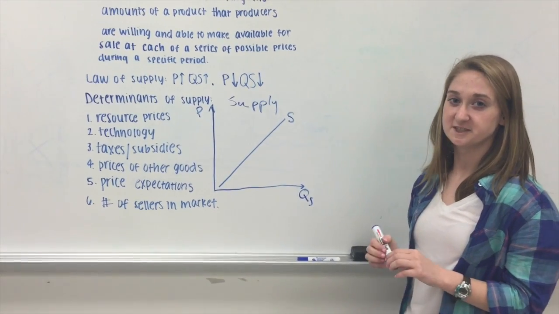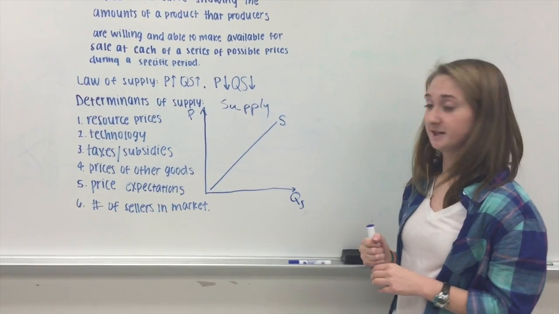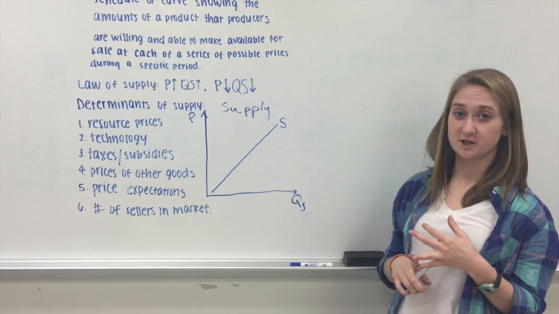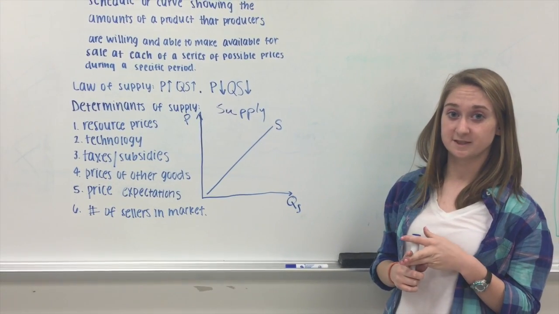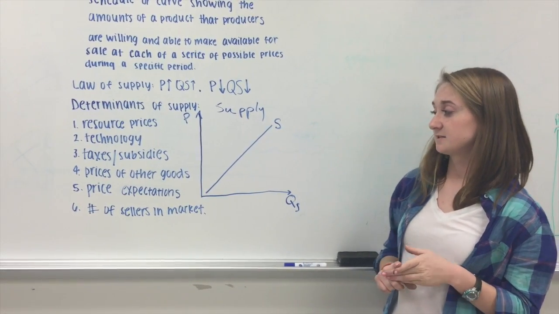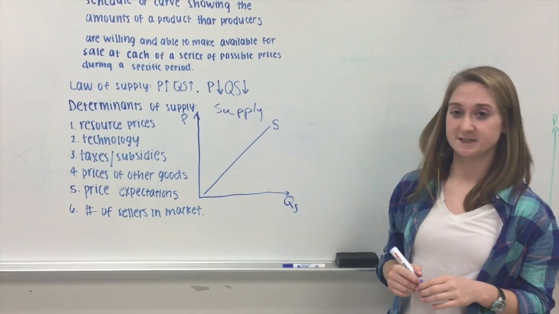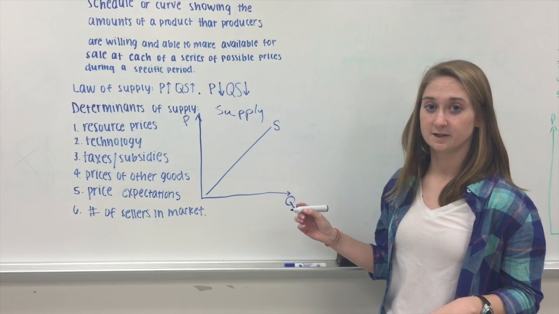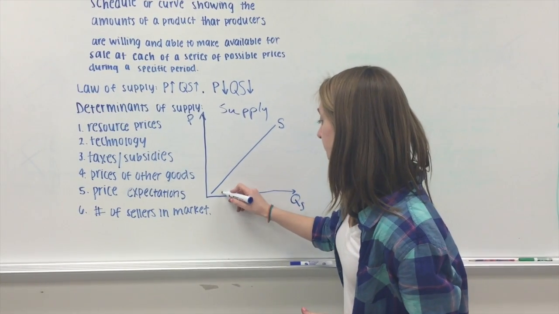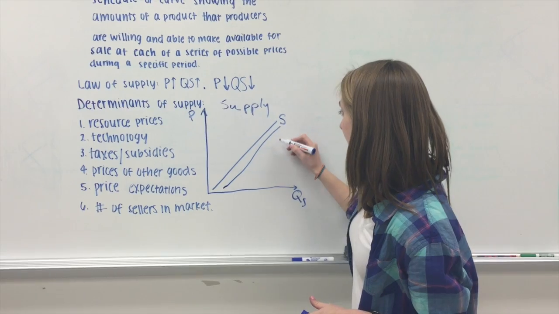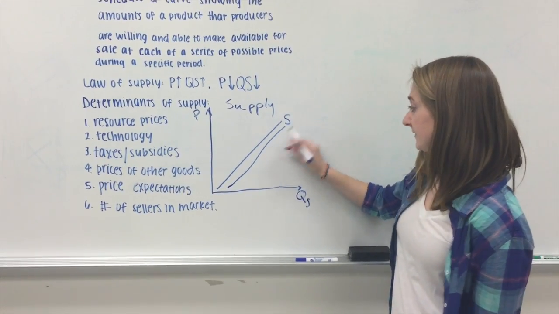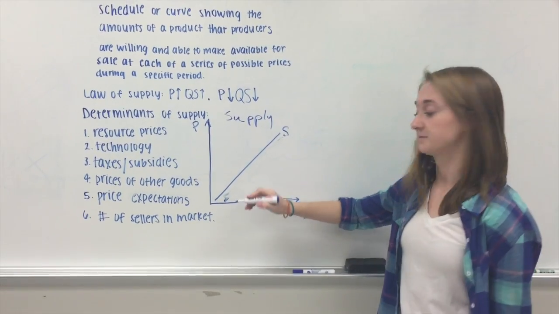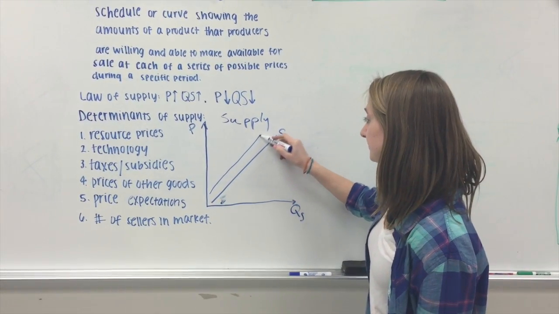There are also things that can shift the supply curve to the left or the right completely, and those things are resource prices, technology, taxes or subsidies placed on goods, prices of other goods, price expectations, and the number of sellers in the market. So if the supply is going to increase, the curve will shift to the right, and it will now move this way. Or if there is a decrease in supply, it will shift to the left.